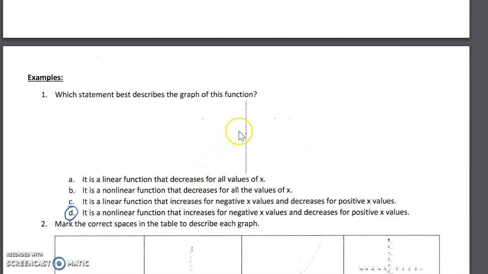As you go across your x's, the y's are going up. As you go across your x's, your y's are going down. So I hope you notice that no, it is not always decreasing. Let's go to letter C.